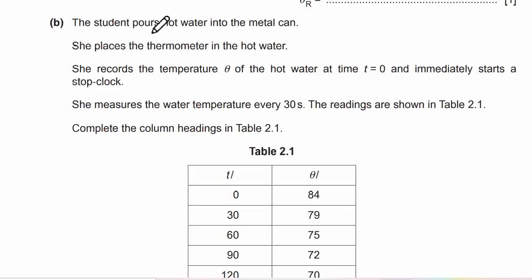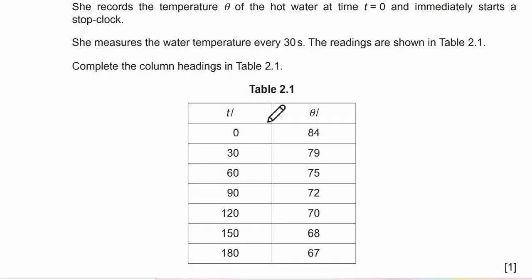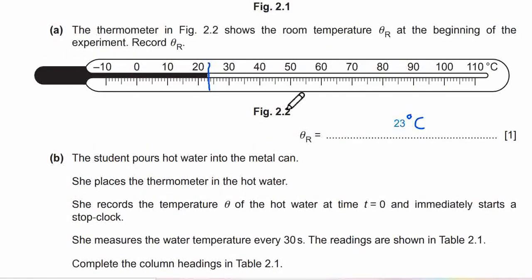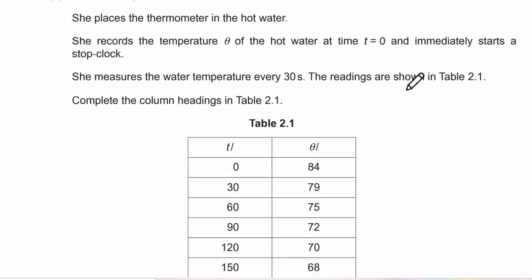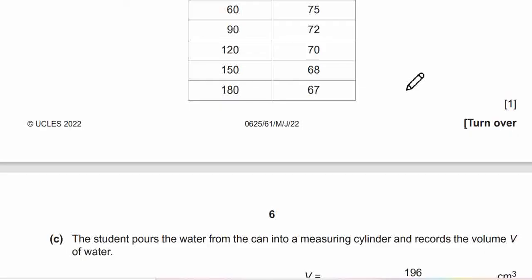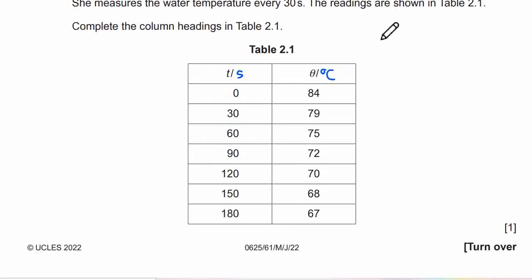Next, the student pours hot water into the metal can. She places the thermometer in the hot water. She records the temperature theta of the hot water at time t equals 0 and immediately starts a stop clock. She measures the water temperature every 30 seconds. The readings are shown in table 2.1. Complete the column headings in table 2.1. So there is no column heading. This t will be for the time in seconds, and this will be theta for temperature, in degrees Celsius. We type down our answer. So this is the heading.